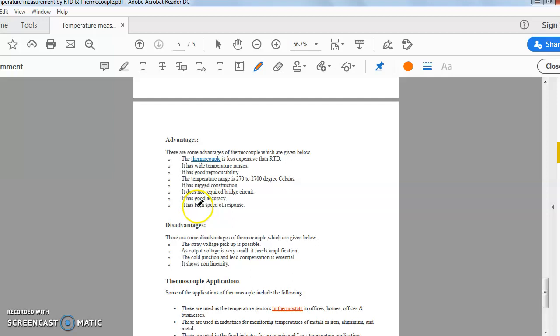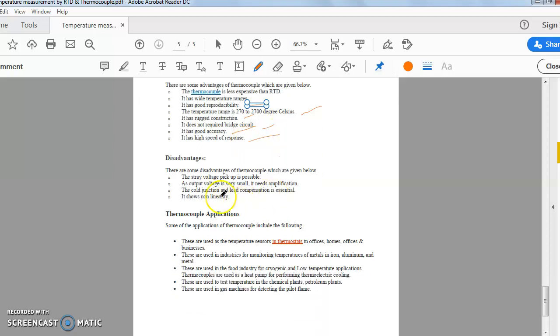Now look at these advantages. Several advantages are there. The thermocouple is much less expensive than an RTD. It has a wide temperature range. It has good reproducibility. The temperature range is minus 270 to 2700 degrees centigrade. It has rugged construction. It does not require a bridge circuit. It has good accuracy. It has a high speed of response.